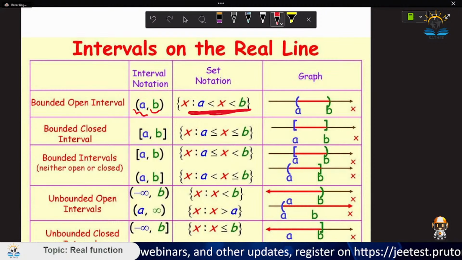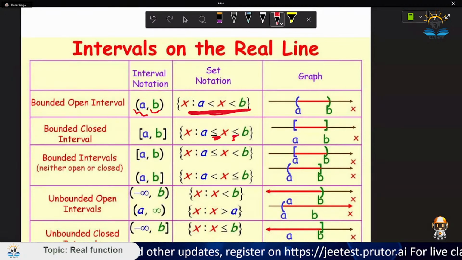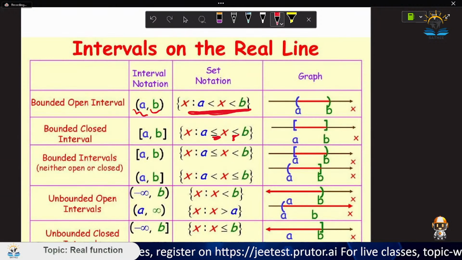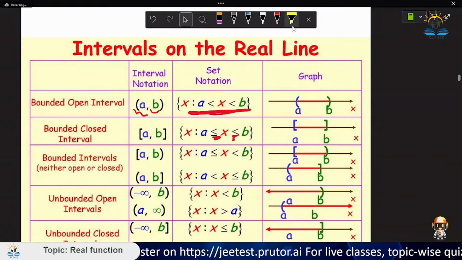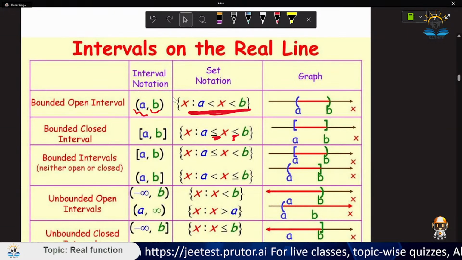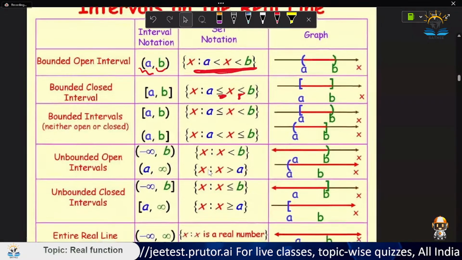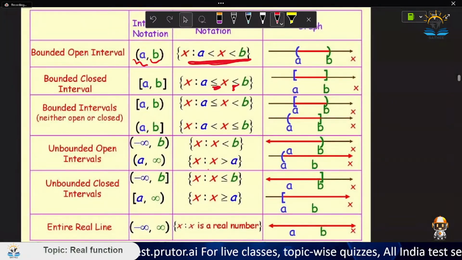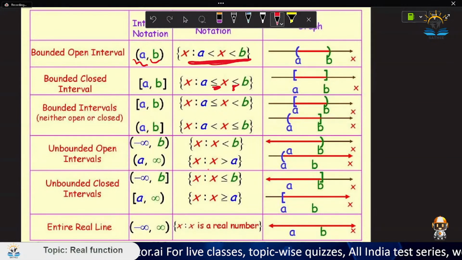Now for a bounded closed interval, you can see that we have put an equality sign here, and that means we can take the values of a and b both for x. Then there is a bounded interval that is neither open nor closed. We can take the value of b or the value of a at certain points, but not both of the values are taken.